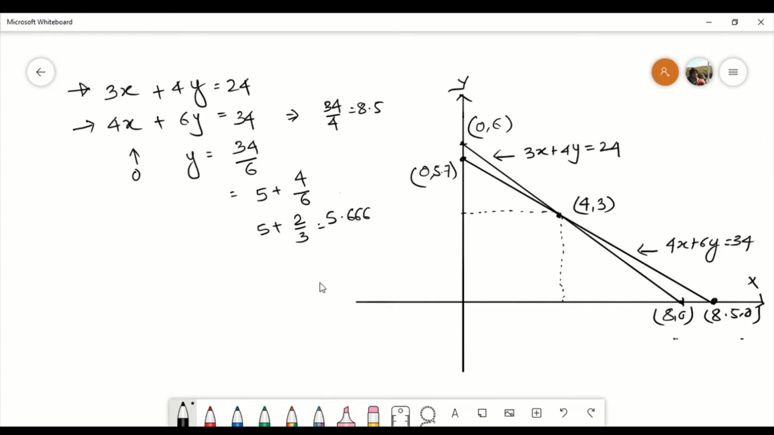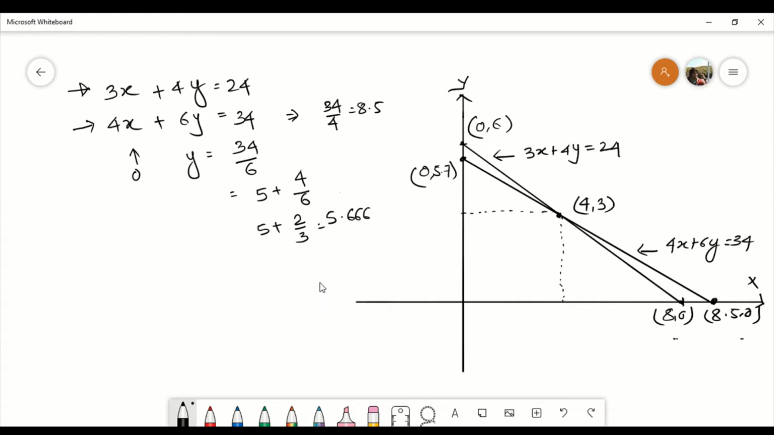So if I ask you, will we always get a unique solution if I am given two linear equations in two variables? Will it always be the case that I'm able to find a unique solution? You can pause and think about it.